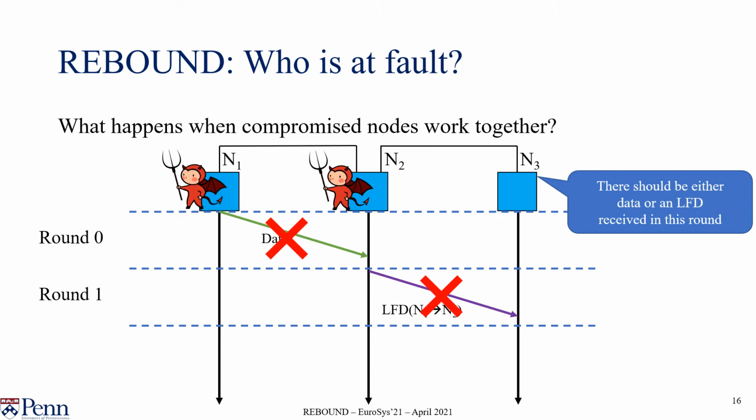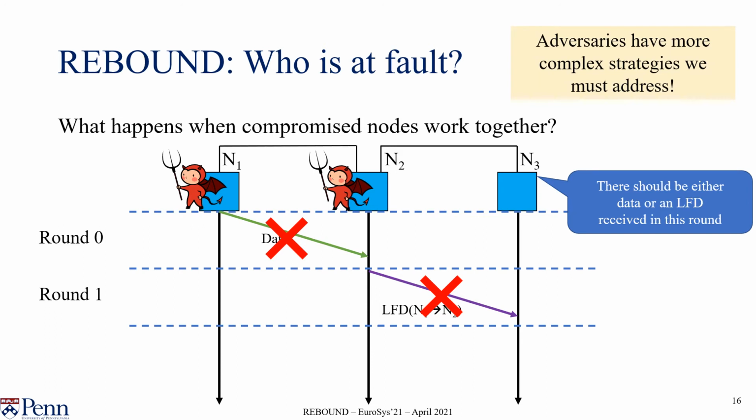Now, this might seem simple, but there's a lot of additional complex strategies that an adversary might employ. For instance, node 2 might claim that it is in a different mode than node 3 and did not need to send either the data or the link fault declaration to node 3, and we still need to handle that. But we don't have enough time to get into it, so you can read more in the paper.